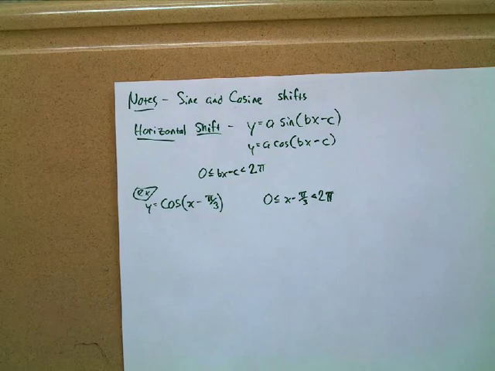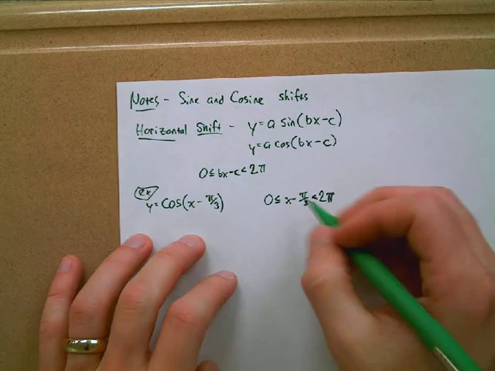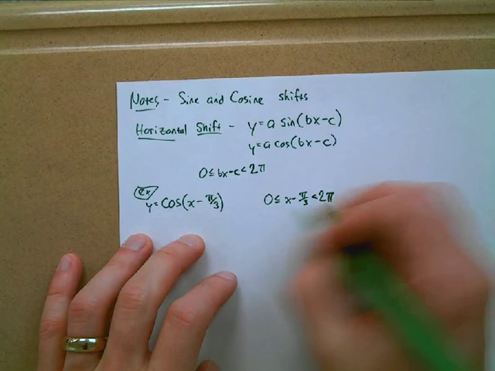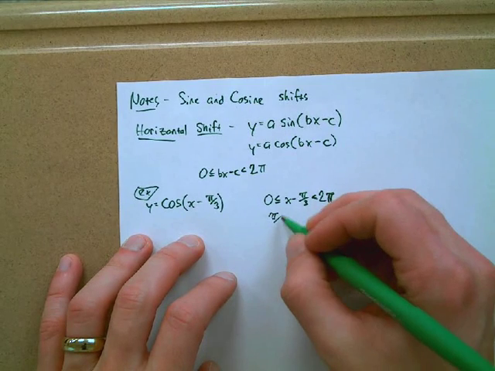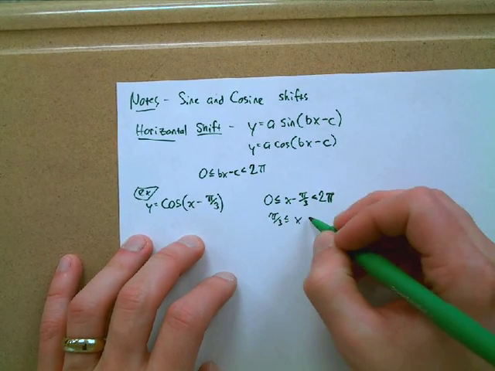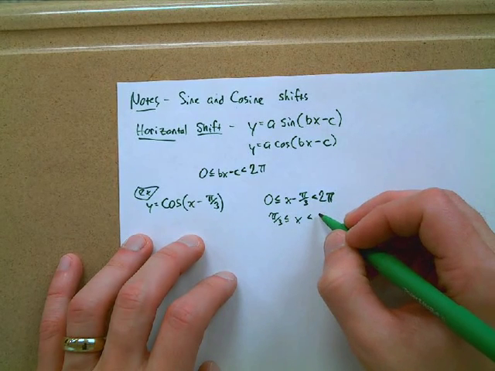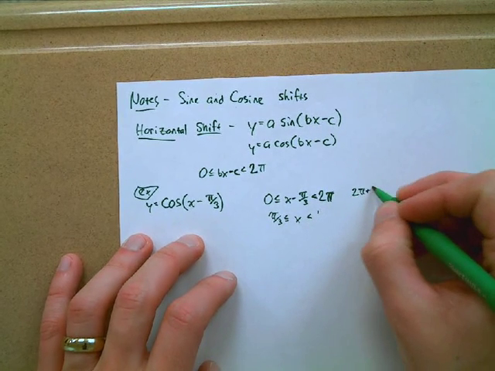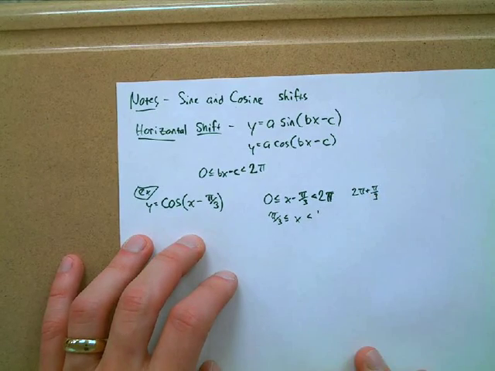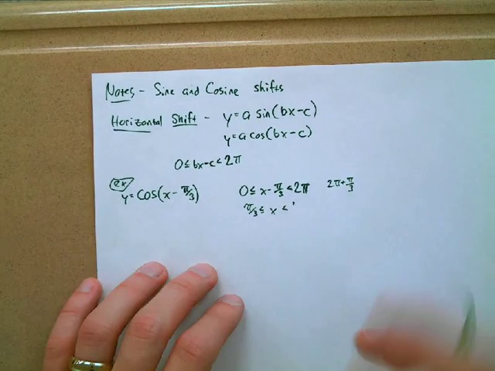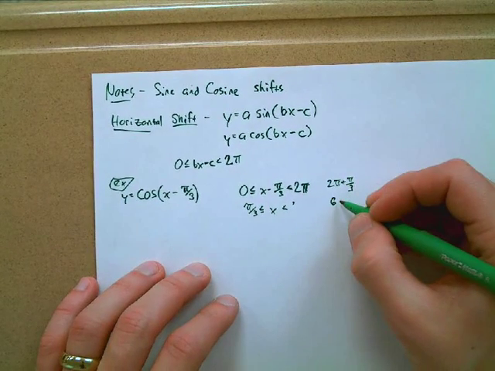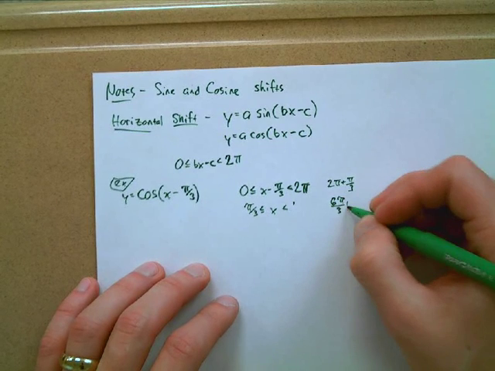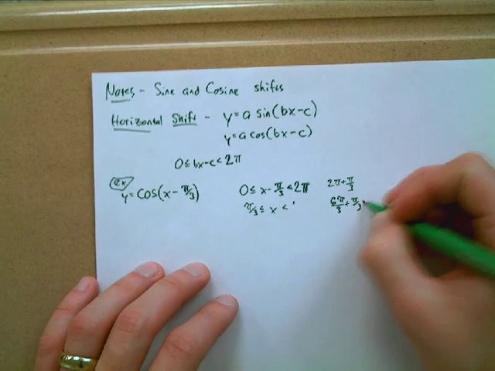And so we add pi over 3 to all 3 sides here, and we're going to get pi over 3 less than or equal to x, and then less than, so again, 2 pi plus pi over 3. I'll just do this calculation out here to the side. They're not like terms, they're not common denominators, but 2 pi is the same thing as 6 pi over 3 plus pi over 3, which gives us then that 7 pi over 3. Okay?